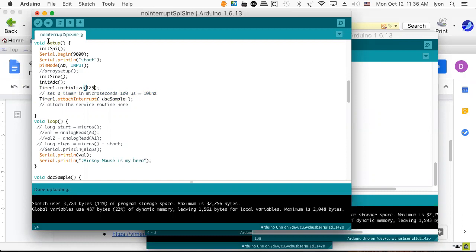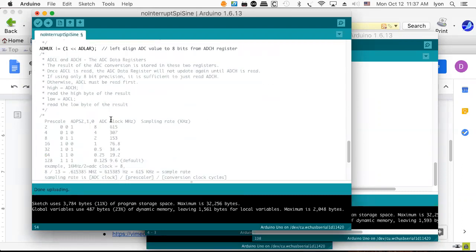125 times 10 to the minus 6, and then raise that to the minus 1 power, I get a number that's 8 kilohertz. So 125, it's not quite the same as what I expected. What did we say we were going to go at? 9.6 kilohertz? So how are we getting that? That's 16 megahertz divided by 128. So that gives me a number of 125 kilohertz. 125 kilohertz divided by 13 gives me 9.6 kilohertz.